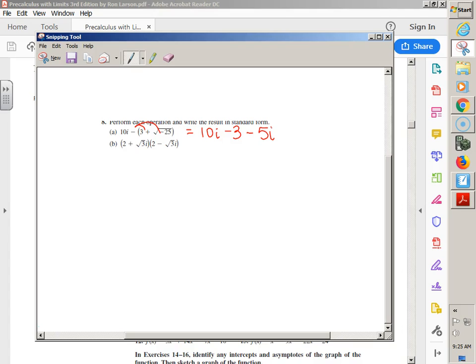Square root of 25 is 5. Well, the negative just came from the distributing of the minus. Square root of negative 1. The 25 became a 5. Square root of negative 1 became the I.